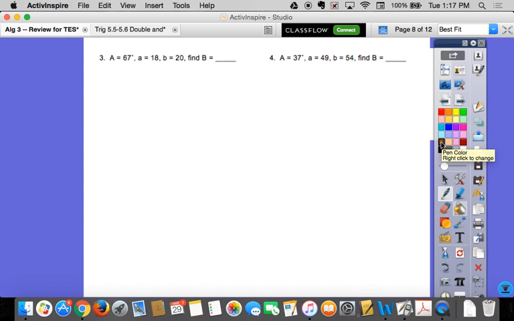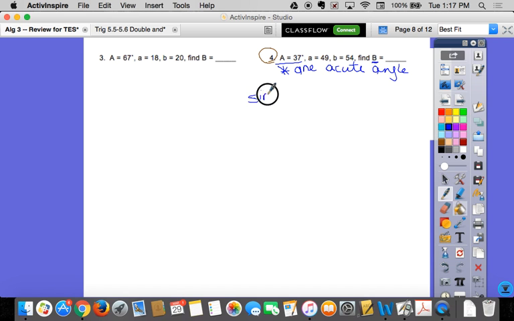Picking up from the last video, we got to use the law of sines here on number 4 to find angle B. When you're using law of sines, keep in mind you've got the ambiguous case as a possibility. When you notice that it is one acute angle, you've got to pay attention.